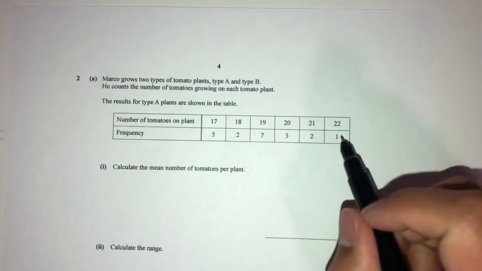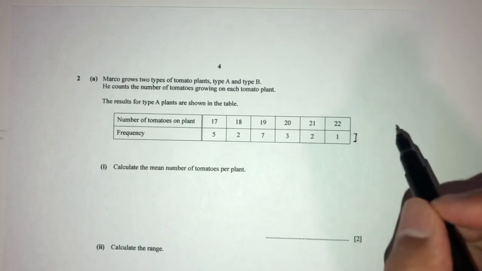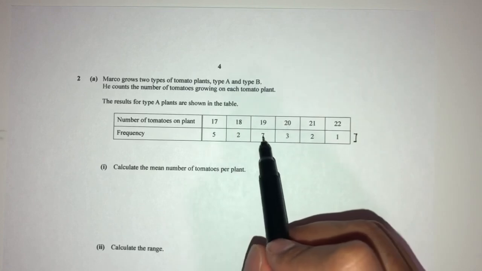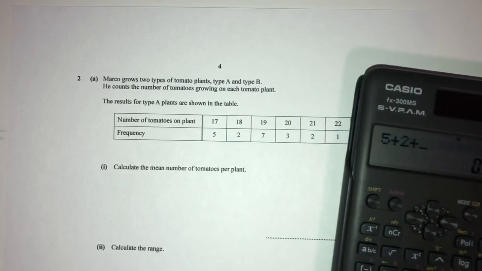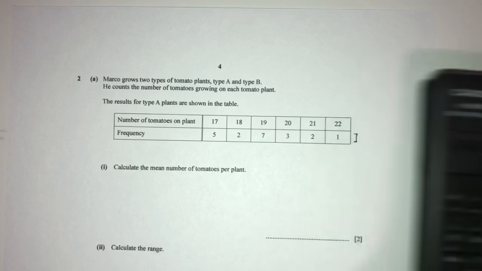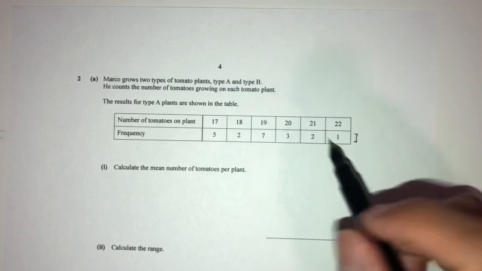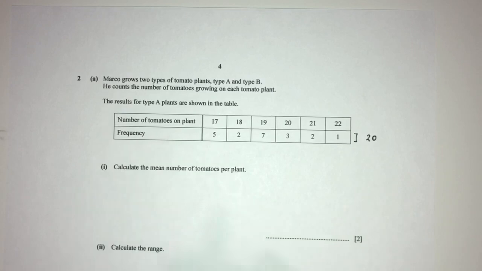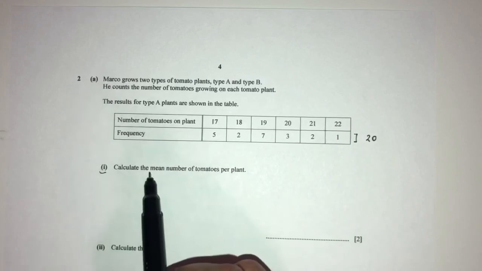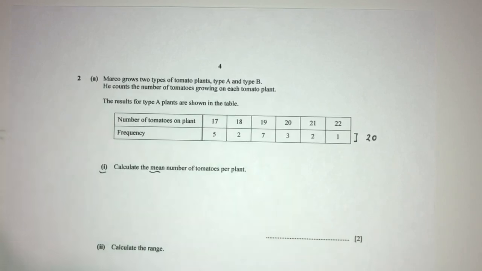Okay, so one question we can ask is how many plants he looked at in total. So 5 plus 2 plus 7 plus 3 plus 2 plus 1. So the number of plants he looked at will be 20. This is the total number of plants he looked at. Now part 1, we have to find the mean number of tomatoes per plant.